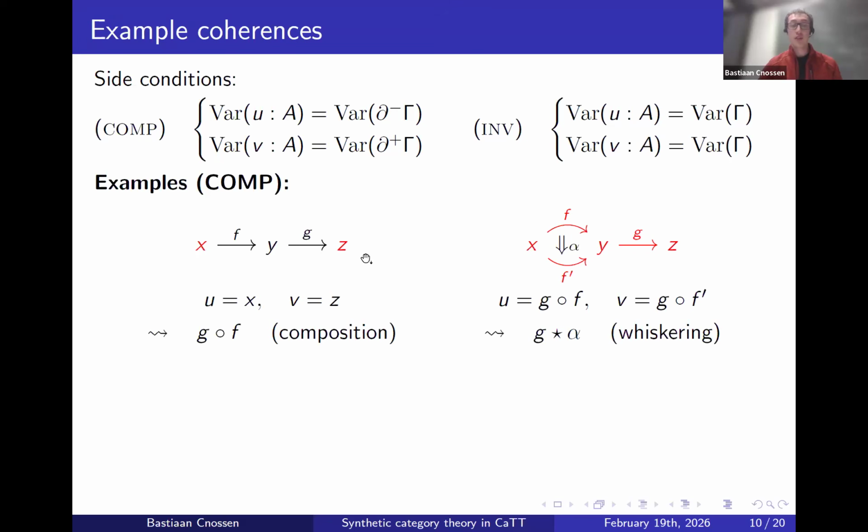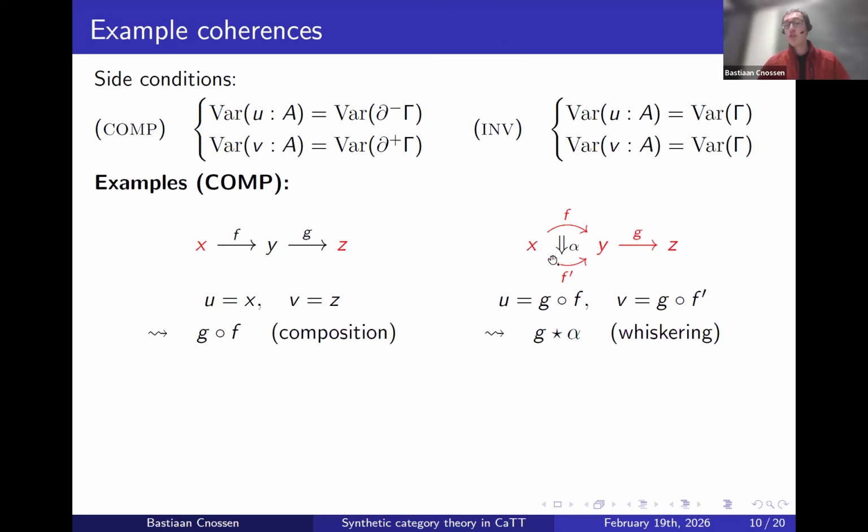I take this context with the F and the G, and in this case it's a one-dimensional context. The source is just this variable X. The target is just this variable Z. So I pick U equals Z. This is basically forced if I need to use all the variables. And I pick U equals X, V equals Z. This condition comp is satisfied. So I get a new term that I'm going to call G composed with F.